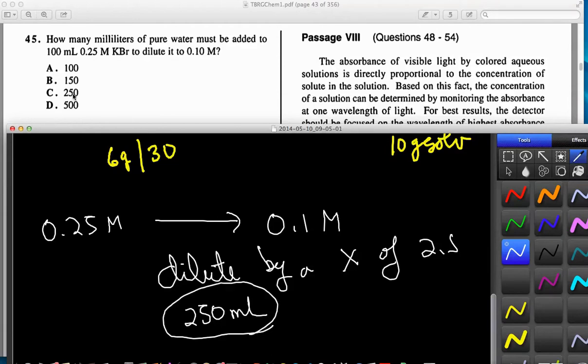Now notice what they do here. They throw that at you. But you already have 100. I need to add 150.